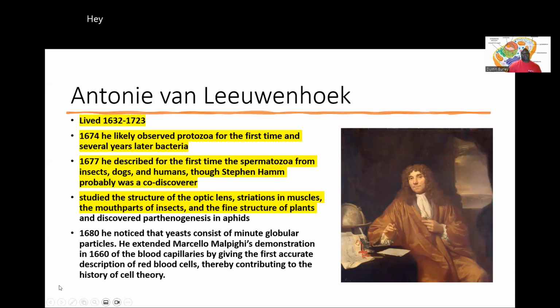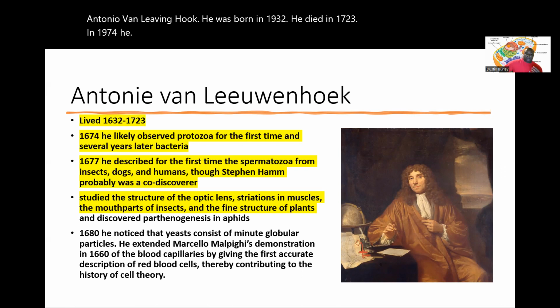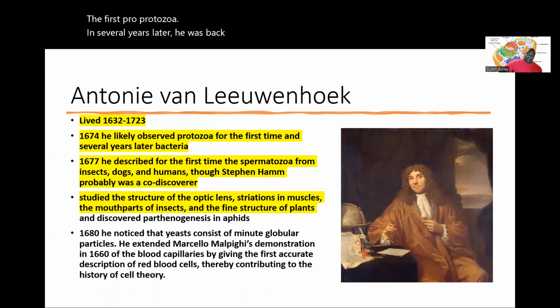Antonio van Leeuwenhoek. He was born in 1632. He died in 1723. In 1674, he observed the first protozoa, and several years later, it was bacteria. Both of those are almost in the same family, and we will talk about them.